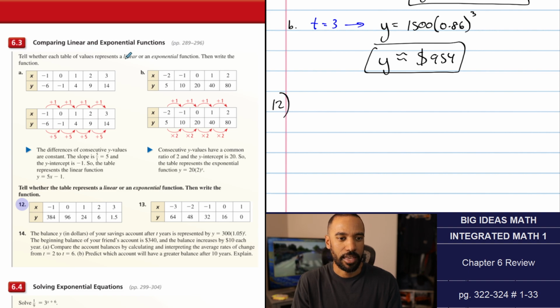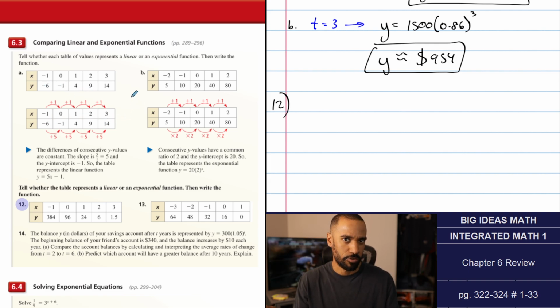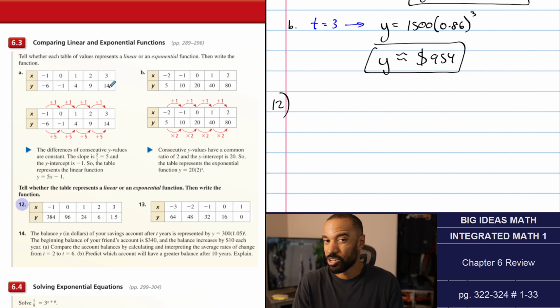Tell whether each table of values represents a linear or exponential function, then write the function. We notice on these x increases by a constant amount, in this case 1. As x increases by 1, what is y doing? Here we're seeing a difference of 5. You're adding 5 each time from one number to the next. Something you have to test for. But if it calls attention to you, go for it. As we're going from negative to positive like that, most exponential functions won't be doing something like that. Sounds linear. Y is increasing by 5 as x increases by 1.